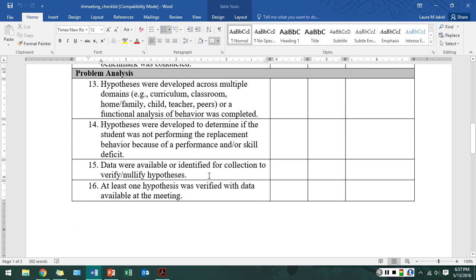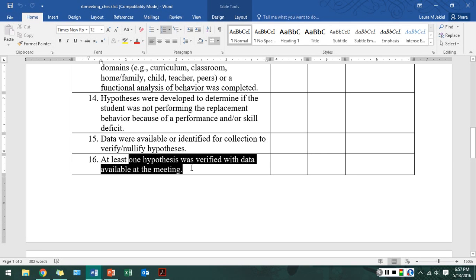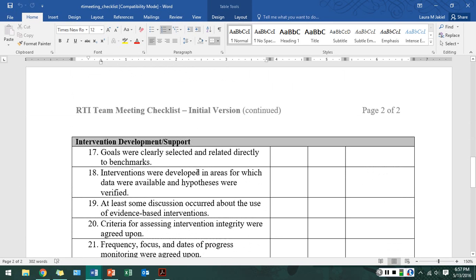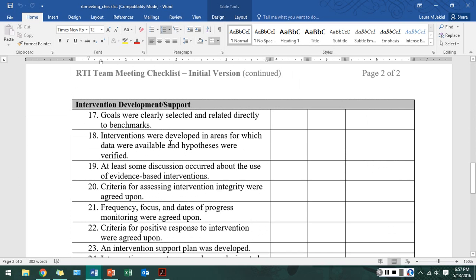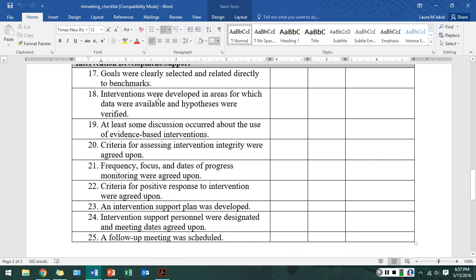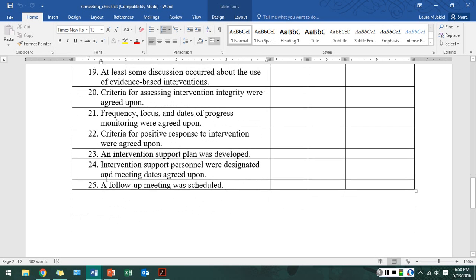And then you have hypotheses associated with the student. So it's a very interesting sort of document. And then these are the interventions that you have developed, clear plans for progress. And this is a plan to help you do that. And then, of course, number 25, a follow-up meeting was scheduled. So that's pretty normal.